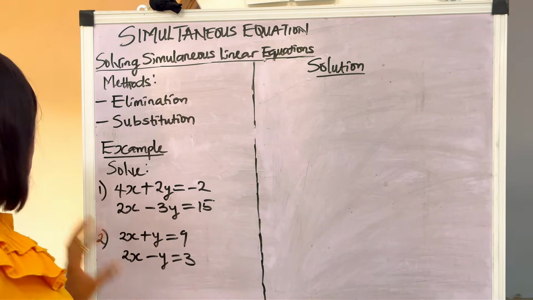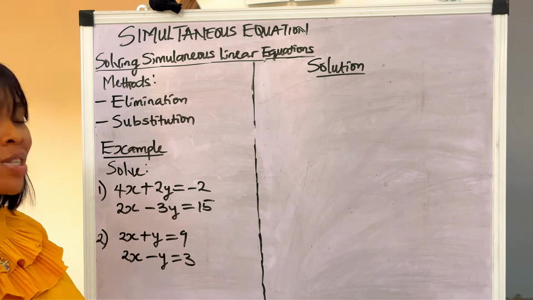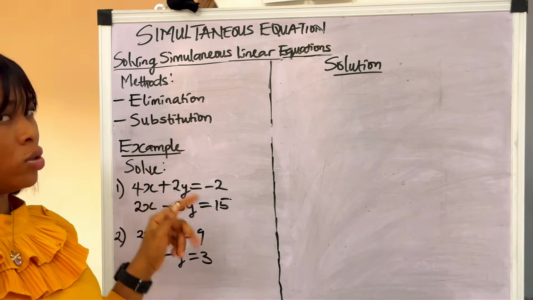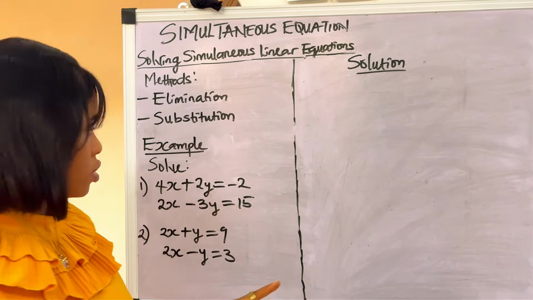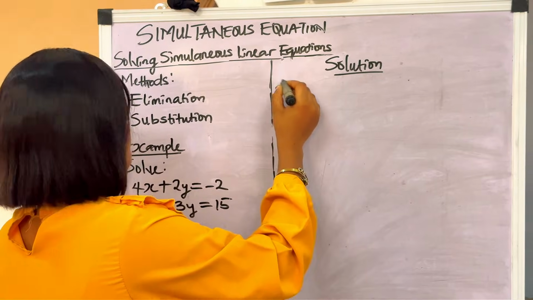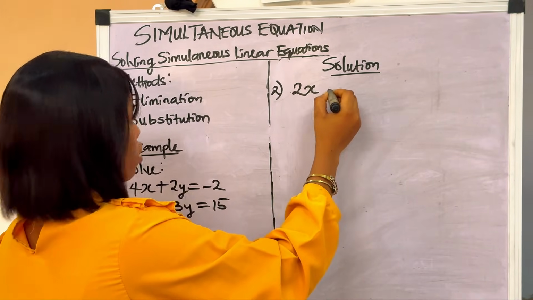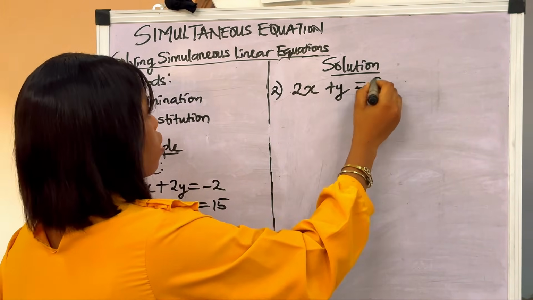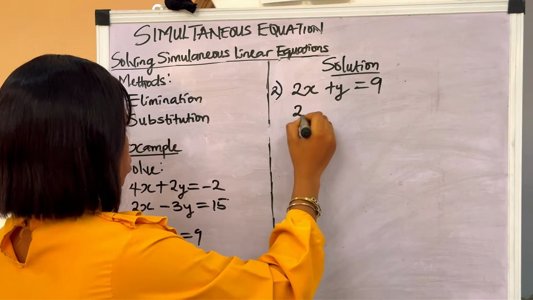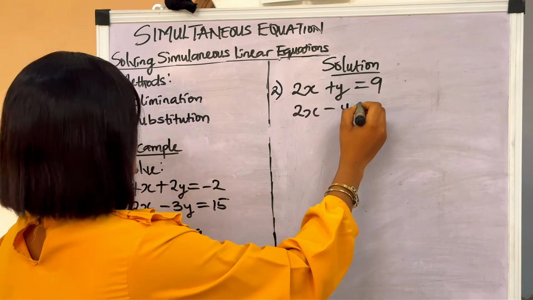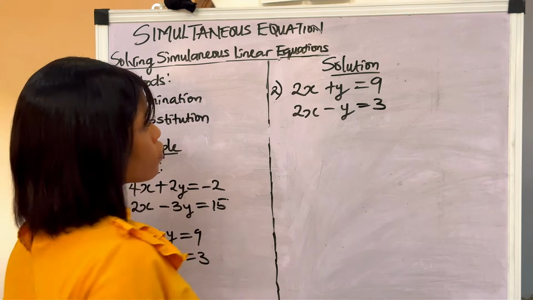Now let's look at question 2 using the substitution method. Trust me, it's very, very easy. Now we have 2x plus y equals 9 and 2x minus y equals 3.